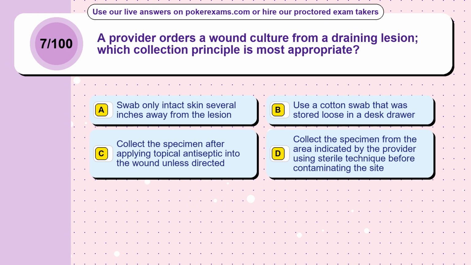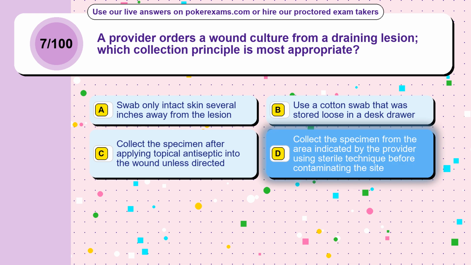Question 7. A provider orders a wound culture from a draining lesion. Which collection principle is most appropriate? Option A. Swab only intact skin several inches away from the lesion. Option B. Use a cotton swab that was stored loose in a desk drawer. Option C. Collect the specimen after applying topical antiseptic into the wound unless directed. Option D. Collect the specimen from the area indicated by the provider using sterile technique before contaminating the site. The correct answer is option D.